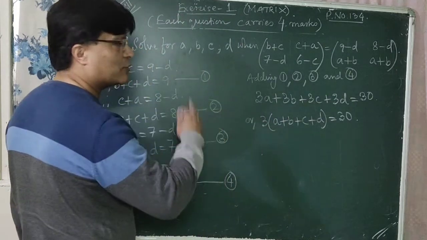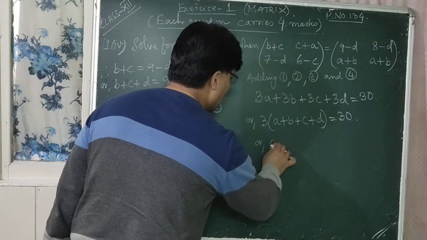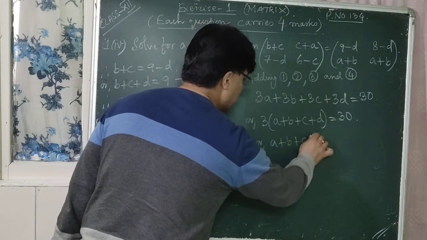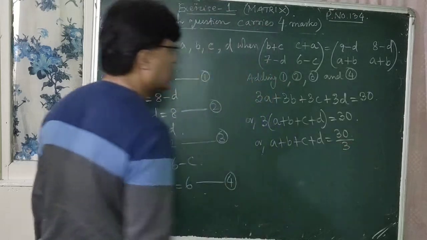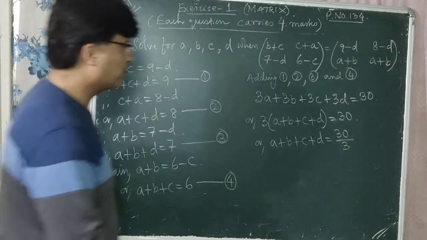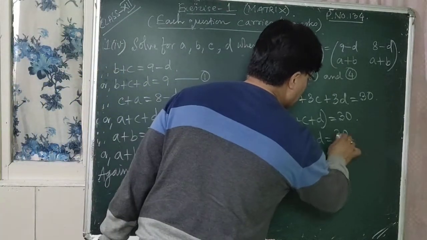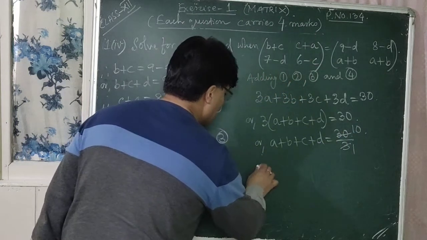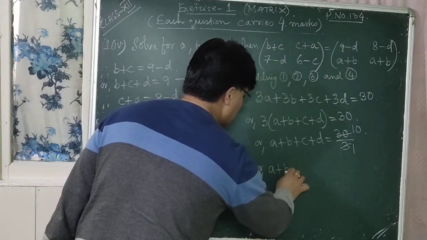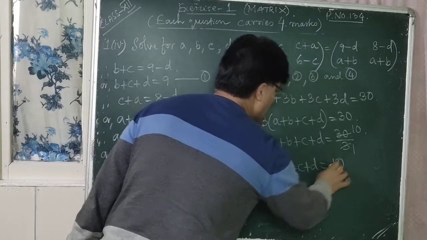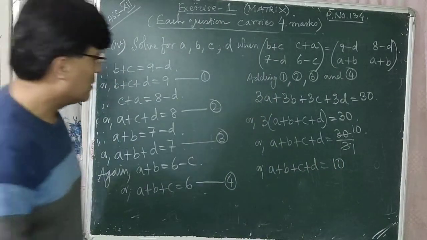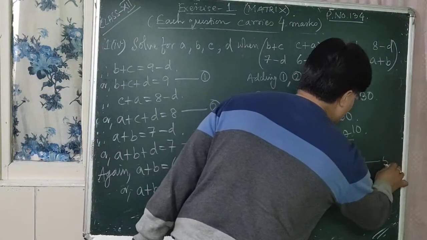Now we can take this 3 to the right hand side, so A plus B plus C plus D is equal to 30 divided by 3. So you can cancel here, 3 ones are 3, 3 tens are 30. So A plus B plus C plus D is equal to 10. So suppose this is equation number 5.